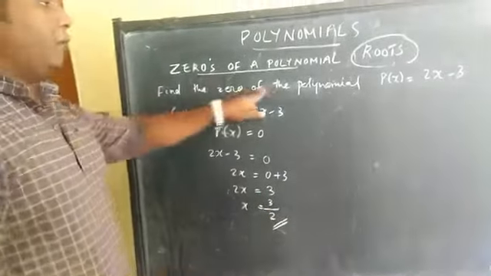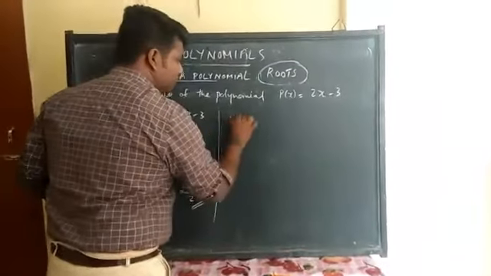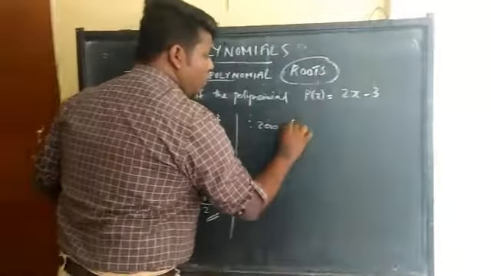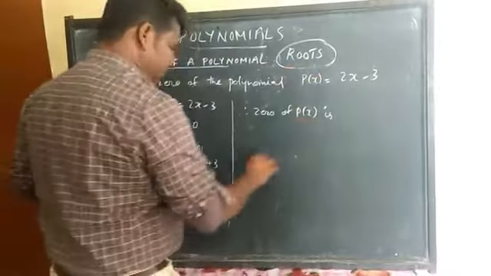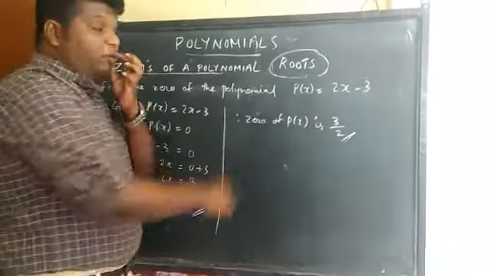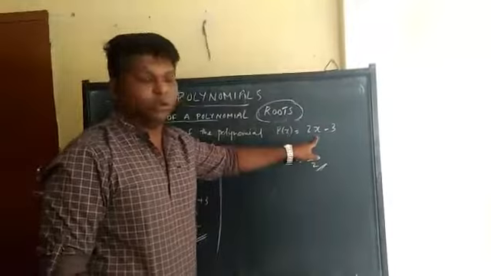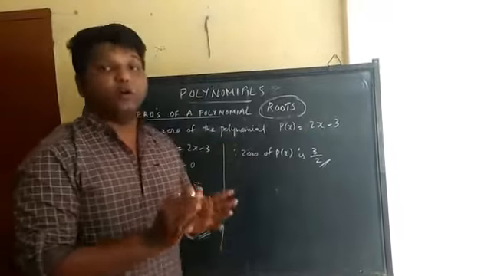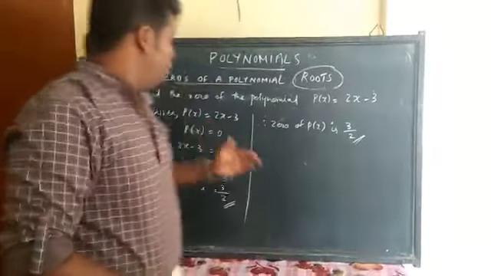So the 0 of the polynomial p of x, we will write. Therefore, the 0 of p of x is, how much is it? 3 by 2. The 0 of this polynomial is 3 by 2. This means if you give 3 by 2 in place of x, then its whole value will become 0. Sometimes a question will come like this also.